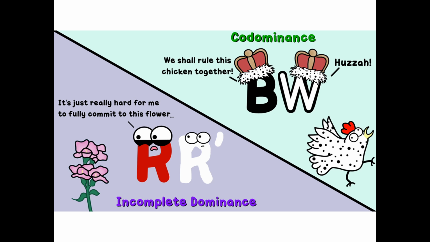Now, codominance is the third and final type of dominance we'll talk about. Unlike incomplete dominance, where the two will blend together, with codominance, they have equal strength but they are separate.